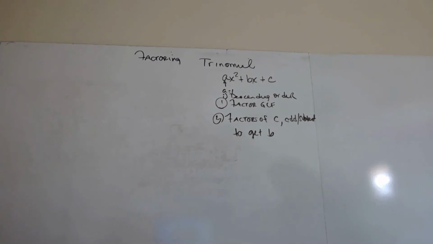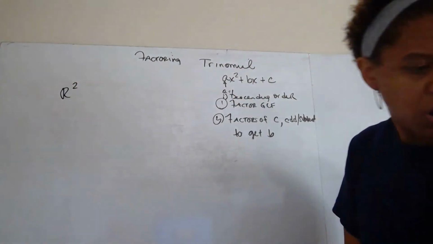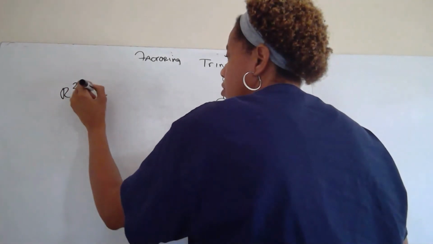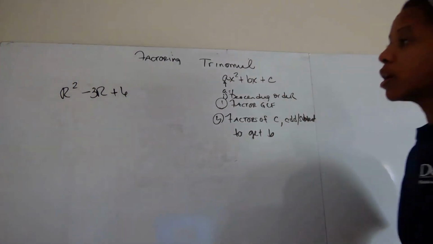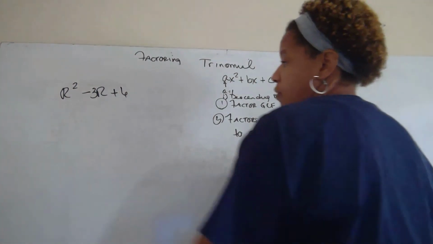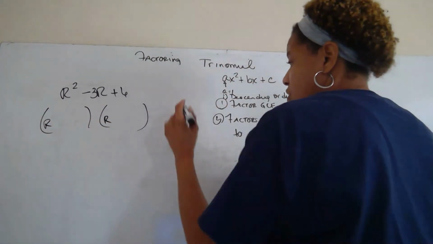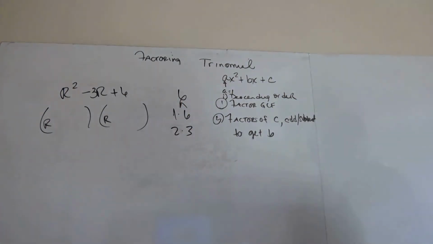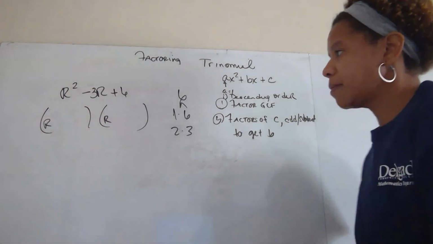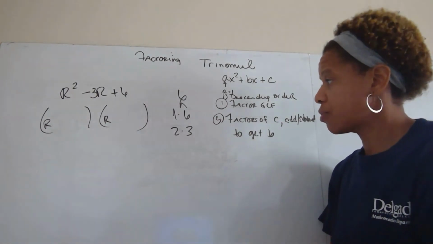All right, let's see. Let's do r squared minus 3r plus 6. So we're doing factors of 6. So we have r and r. And we have factors of 6 that'll give us a 3. When I look at the factors of 6, I get 1 and 6, 2 and 3. So which pair can somehow add or subtract to create a -3?